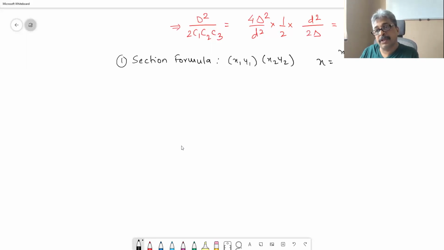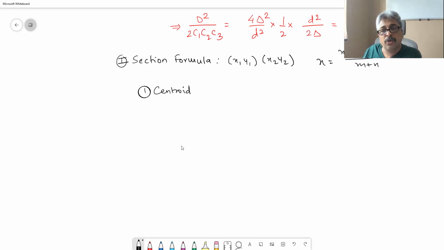(mx2 + nx1) upon (m + n). Or in terms of lambda also you can write. In terms of internal, external, I hope you will not get confused with that. So, application of section formula 1, maybe I call this as 1, centroid.